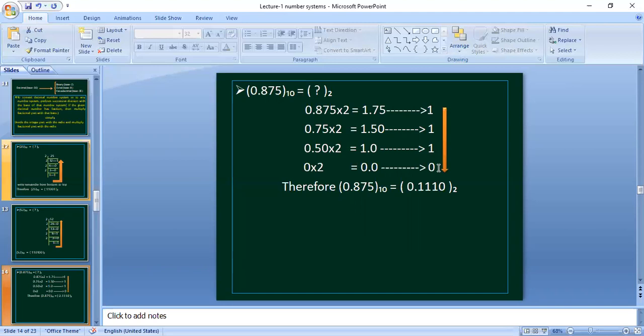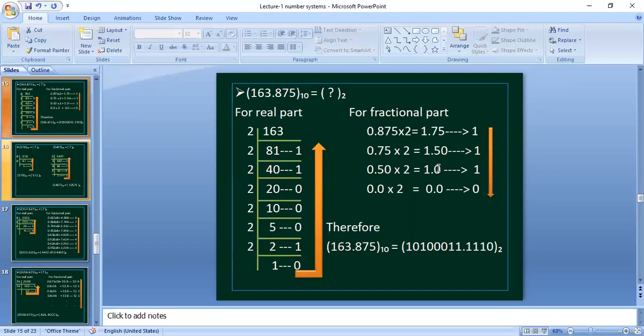Okay, and next one. So next here also I'm taking one example. So this is the given decimal number, and we need to convert it to binary. In this problem we have both an integer part and a fractional part. So we need to convert the integer part separately and the fractional part separately.